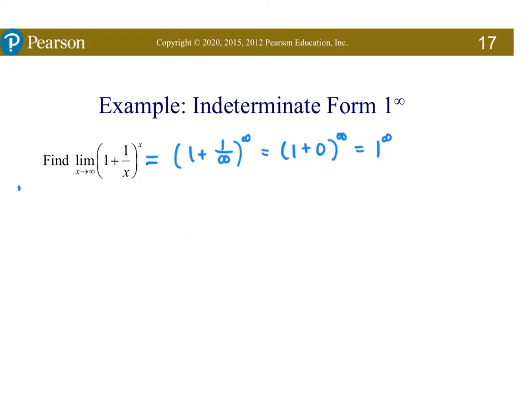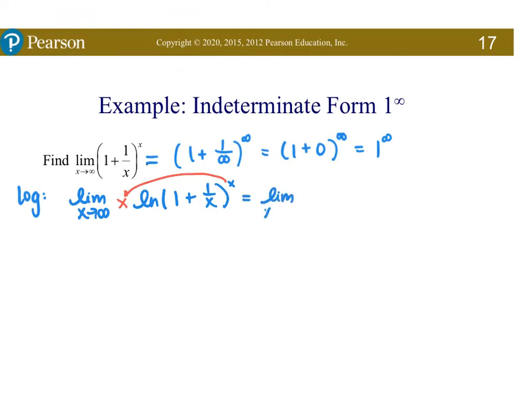So we're going to do our log first. So that means we'll have now the limit as x approaches infinity of the natural log of (1 plus 1 over x) to the x. And what that allows me to do is pull the x out to the front. Okay, that's one of the log rules. The property is that you pull the power to the front. So that gives me the limit as x approaches infinity of x times ln of 1 plus 1 over x.